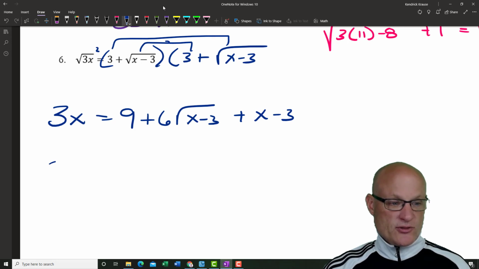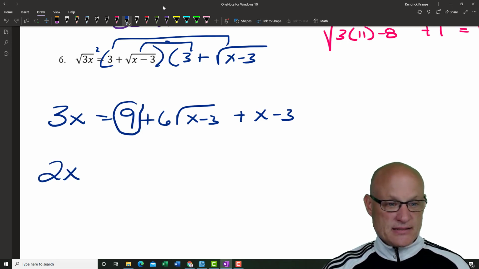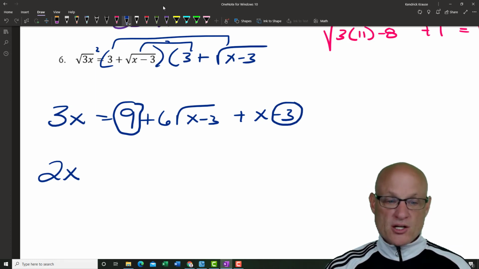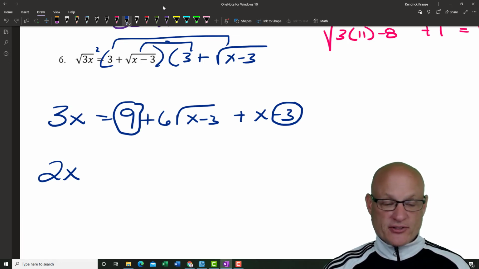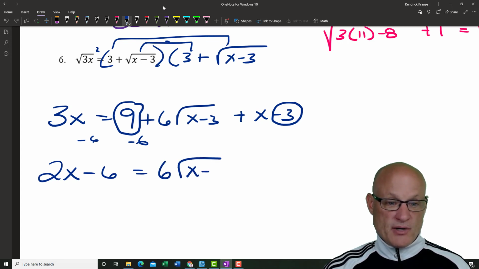All right, everything goes to the left side, so let's just do that. Subtract x, so I get 2x. This is 9 and minus 3, so that's going to be a problem. 9 minus 3 is 6, so that's positive 6 on the right, so we're going to subtract 6 over. So I get minus 6 equals 6 square roots of x minus 3.